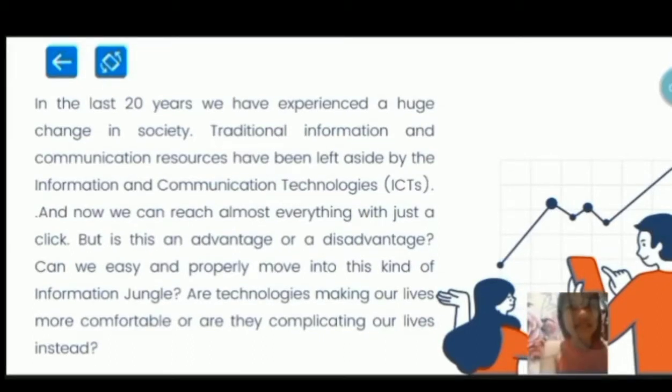But, is this an advantage or a disadvantage? In the ICT, there are advantages and disadvantages. So, let's talk about the advantages. Advantages is we can save more time and money. Kay, makasend and receive ta og information nga libre ug mas dali.